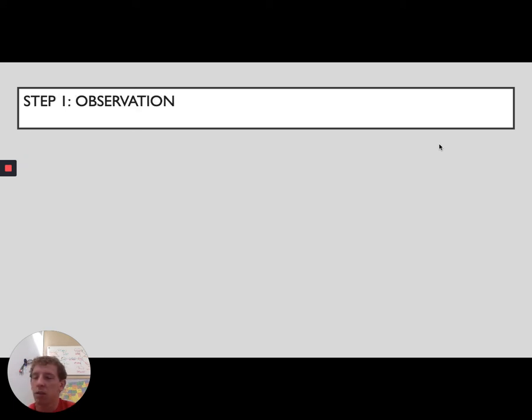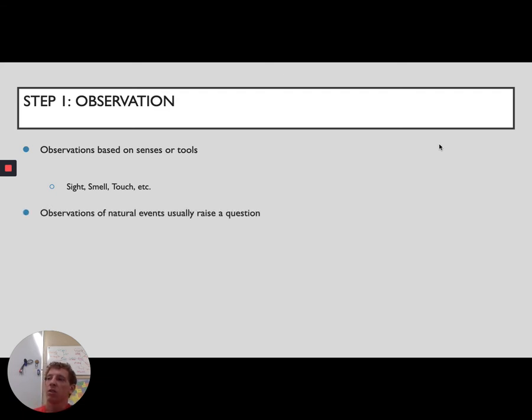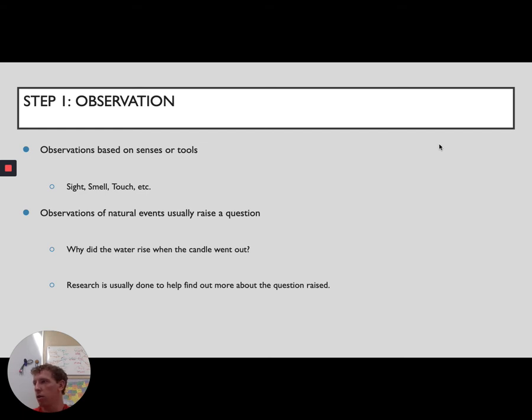So in more depth, step 1 is observation. Our observations are based on senses or tools. So sight, smell, touch, etc. Observations of natural events usually raise a question of some kind. So why did the water rise when the candle went out? I don't know. Why did it? Research is usually done to help find out more about the questions raised. So that's not really the first step. That's a little later on.